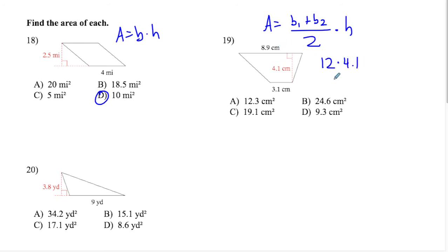Oh, I have to add them and then divide by 2. Sorry. Forgot to divide by 2. So the average of both of these is 6. And that makes sense. 6 is halfway between 3.1 and 8. So 6 times 4.1 is going to be 24.6. The correct answer is B.